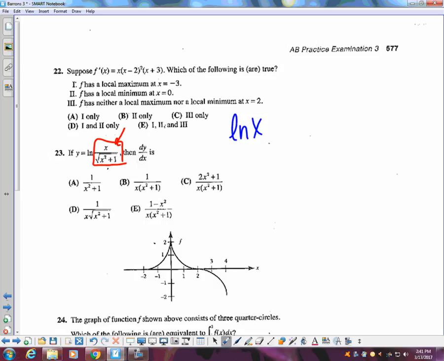All right, ln of x minus ln of x squared plus 1 to the 1/2. What do you do with powers? Kick it out front. Now I'm just going to do the derivative of this, just very nice and sweet. Okay, so ln of x, that's dov over of.